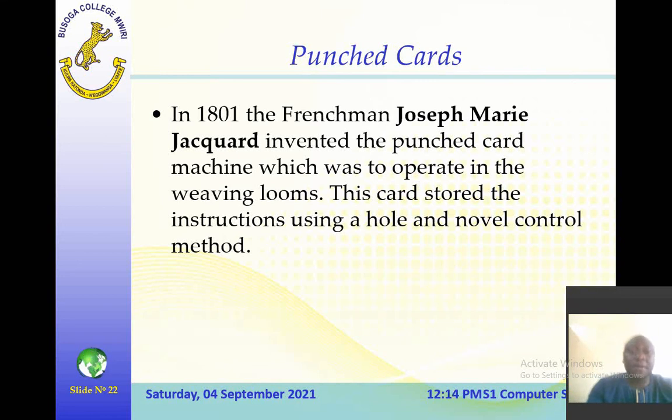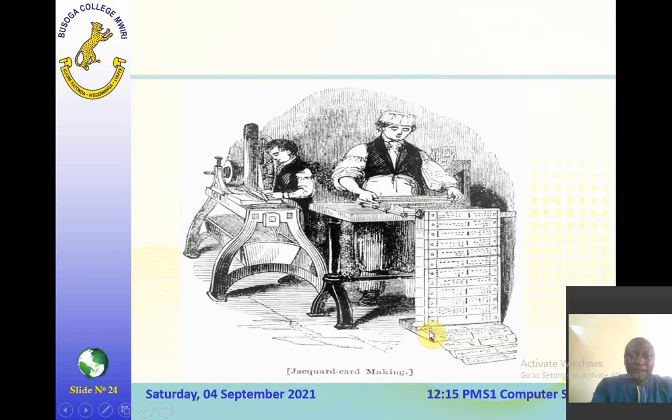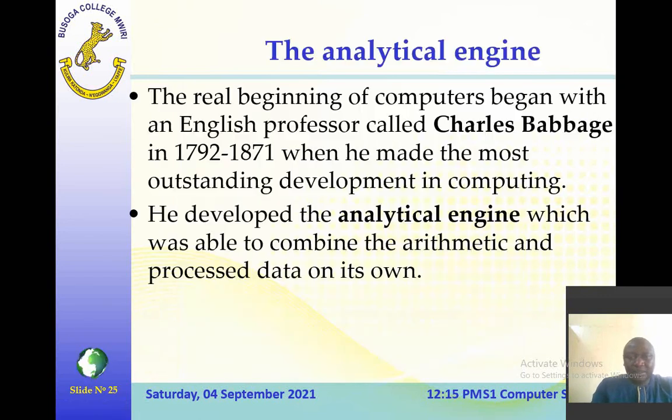In 1801, a Frenchman, Joseph Marie Jacquard, invented the punched card machine. This was to operate the weaving looms. These cards stored instructions altogether using holes and a novel control method. As you can see here, this was Jacquard's loom, showing the threads and the punched cards. You can see the threads and the punched cards. Okay, we can see Jacquard himself making the cards.